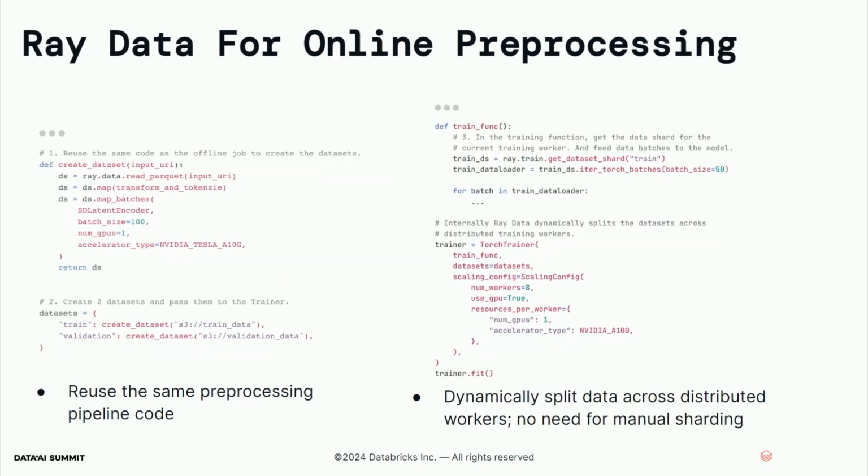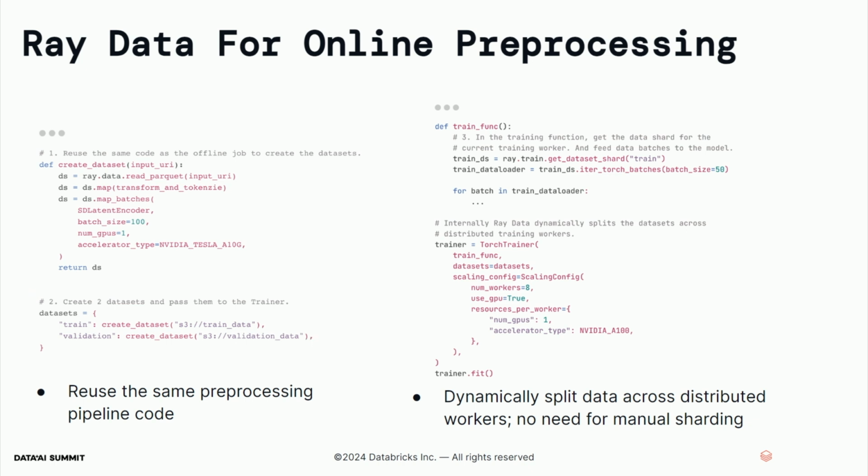As I mentioned before, there's another scenario for Ray Data, which is for training ingestion. In this slide, I'm going to talk about how we use Ray Data to implement this online processing pipeline. First, we can define the processing pipeline. We use exactly the same code we used before for the offline job. And then we create two data sets, one for the training, one for the validation.